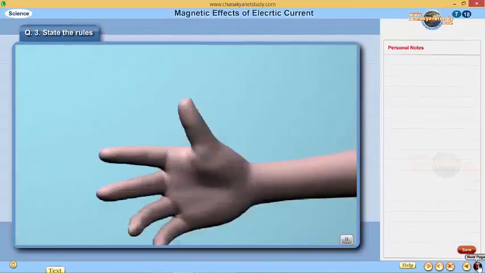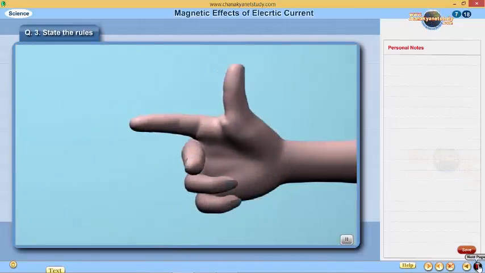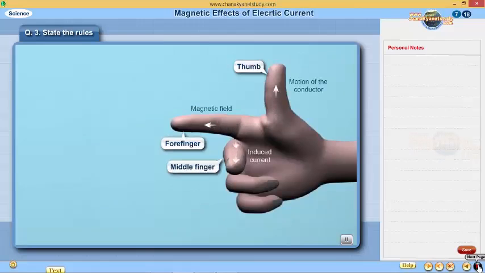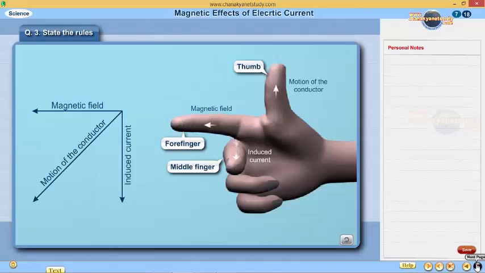Question number 3. State the rules. 1. Explain Fleming's right-hand rule. Answer. Stretch first the thumb, forefinger and middle finger of the right hand so that they are perpendicular to each other. If the forefinger indicates the direction of magnetic field and the thumb shows the direction of motion of the conductor, the middle finger will show the direction of an induced current.